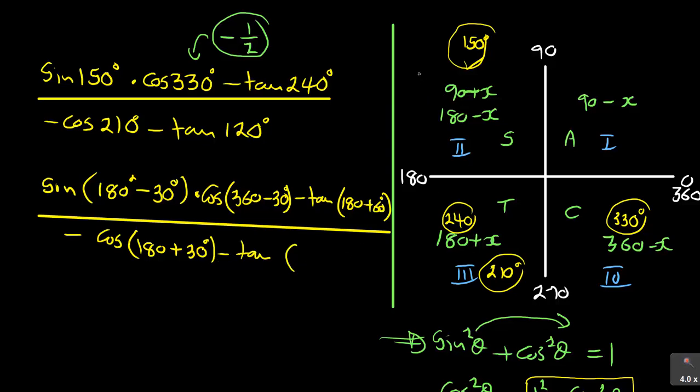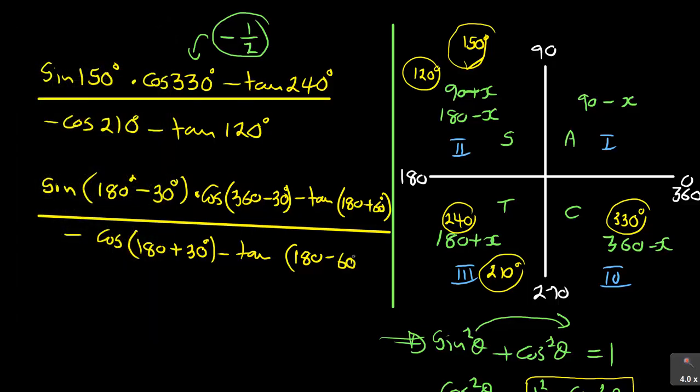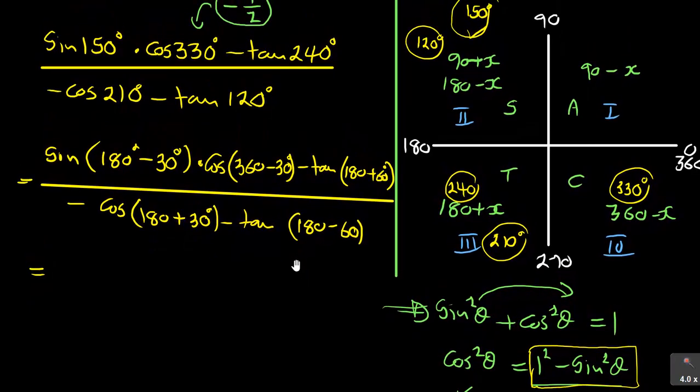120 is in quadrant number 2, and I'm going to use 180. I usually start with 180. You can still use 90 plus, it's fine, but I usually use 180. So it will be tan 180 minus, so if I use 180 minus 120, it gives me 60. So that's what I'm having. So at this stage, I then use my reduction rules again to reduce that.